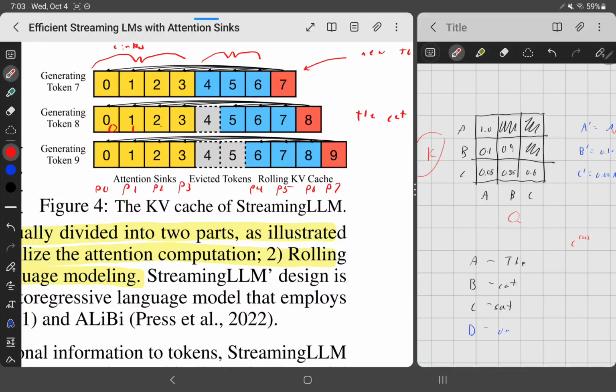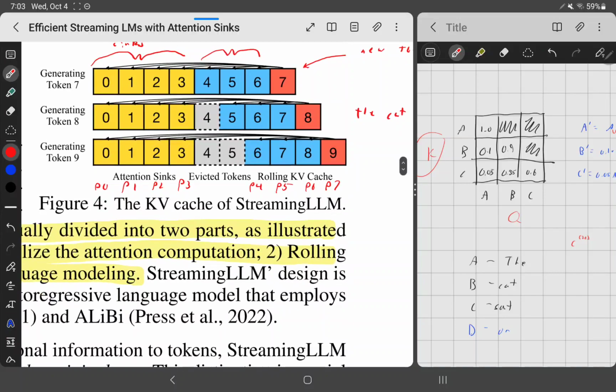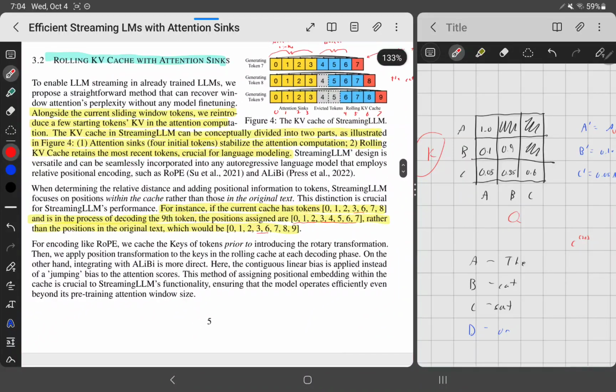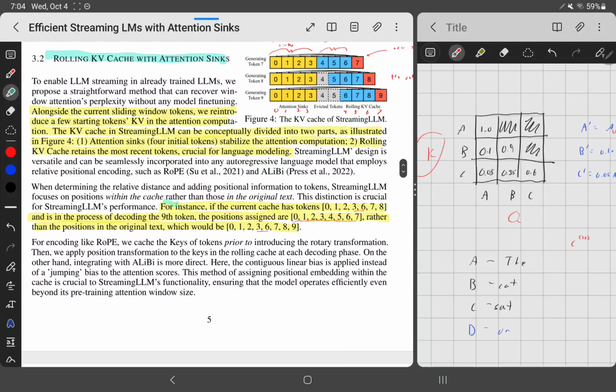So it would be 0, 1, 2, 3, 4, 5, 6, 7, 8, and then you remove this one. It's not like that. What you do instead is you do 0, 1, 2, 3, and then you skip here. So this would be token 4, and it's like you start your sequence here instead of skipping all the positional embeddings here, 5, 6, 7.